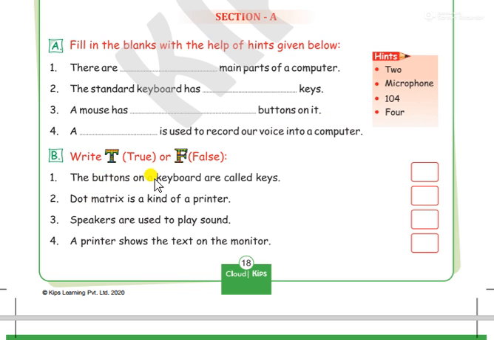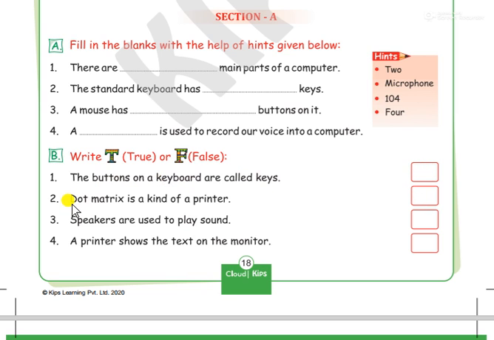Now let's move to true and false. Write true or false. तो true और false में हम यहाँ से start करेंगे. Number 1: the buttons on a keyboard are called keys. जो keyboard है, on keyboard buttons are there, है ना? keyboard में क्या है? buttons. तो these buttons are known as keys. इन बटन को हम keys कहते हैं. Yes, we call them keys. So this answer is true. Number 1 answer is true.